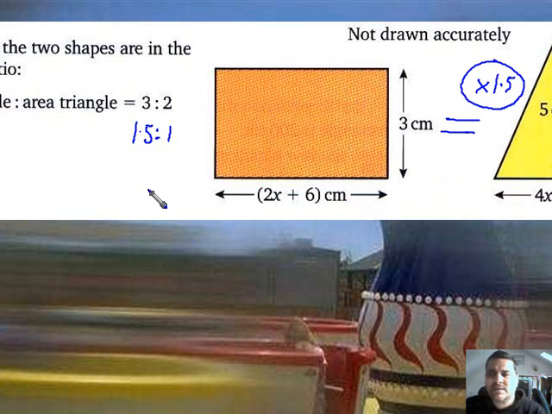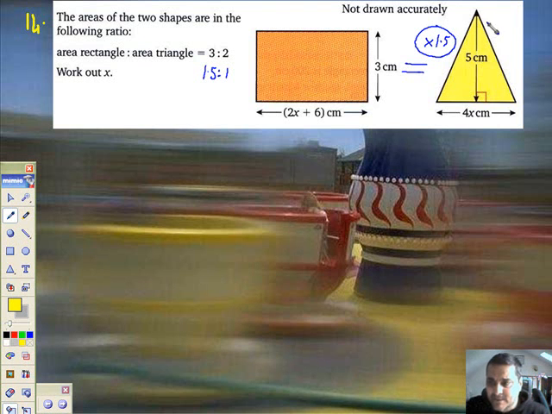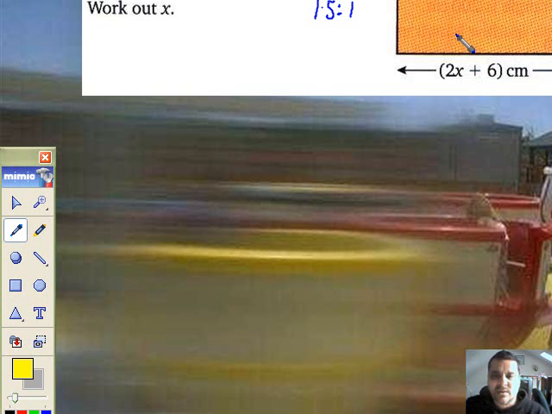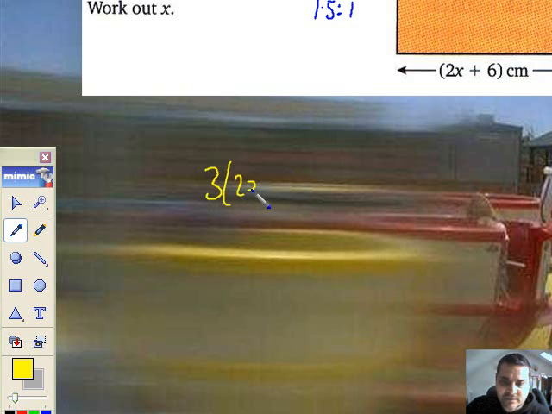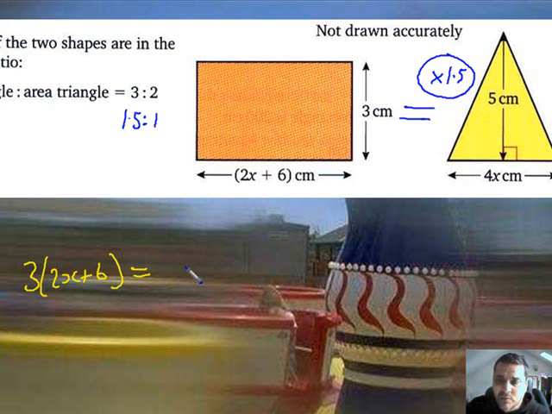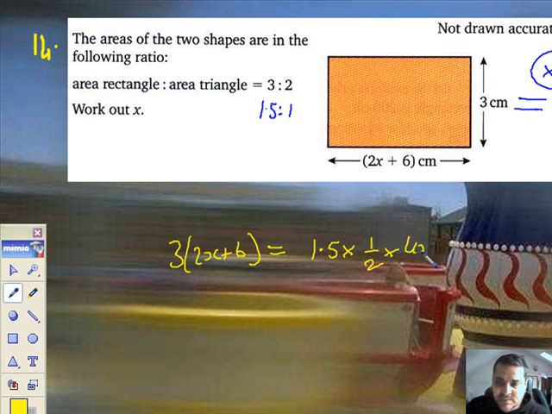If it gets all difficult because there's too many decimals floating around, then I'll review it. But again, we've got a calculator. So let's just stick to boosting this yellow triangle up to 1.5 times its area to make it equal to the rectangle. Area of rectangle therefore is going to be 3 lots of 2x plus 6, and it's going to be equal to the triangle multiplied by 1.5. So it'll be 1.5 times the area of the triangle, half times base times height.